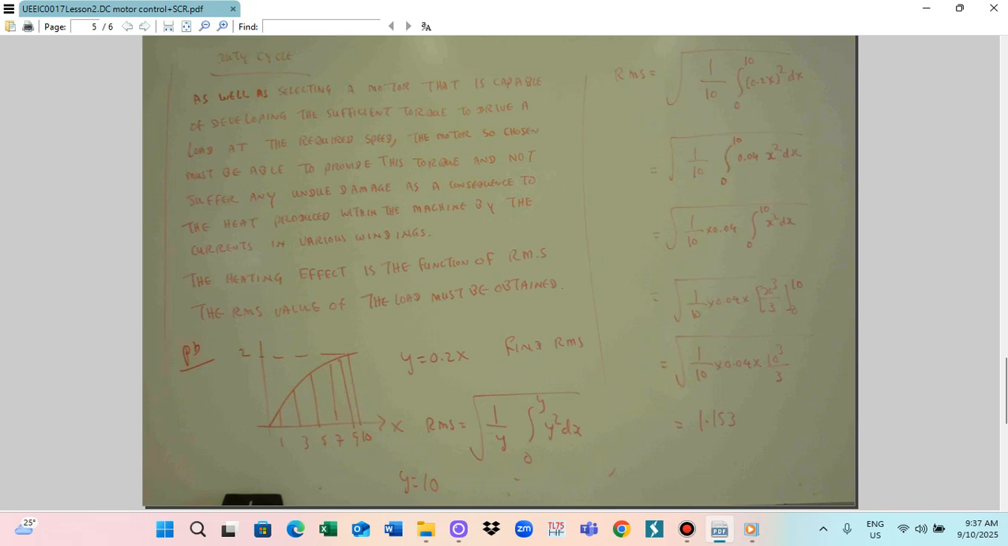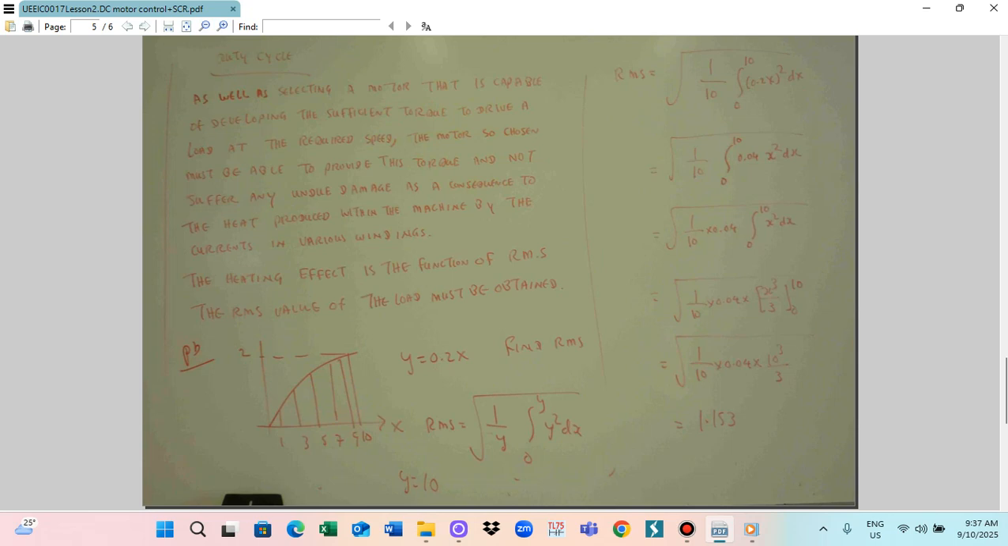As well as selecting the motor capable of developing sufficient torque, according to the motor equations we can calculate the torque equation. So the torque and the speed equation we can calculate. This depends on the motor flux and also the number of conductors in the armature path, so it can produce the appropriate torque. So this torque we can calculate.